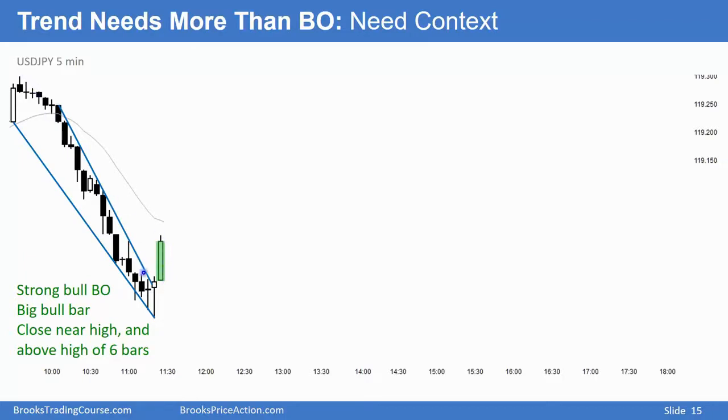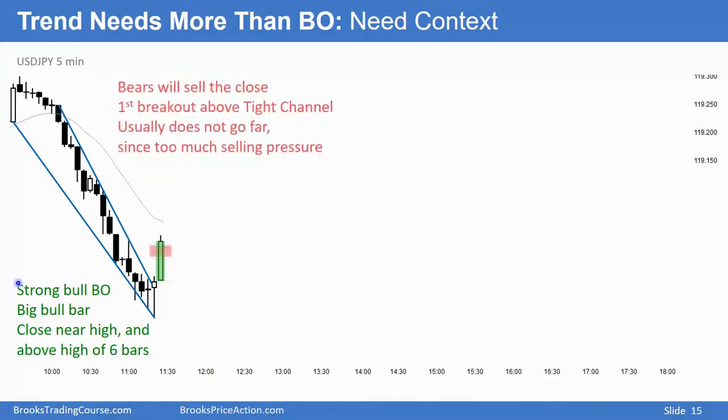Usually the first breakout above a protracted bear channel, a tight bear channel that lasts a lot of bars, is minor. The bulls have a micro double bottom, they have a possible 1 bar final flag, and they have a big bull bar closing on its high above the high of the past 6 bars. All good for the bulls, yet probably minor. Minor means the first reversal up probably will not get very far.